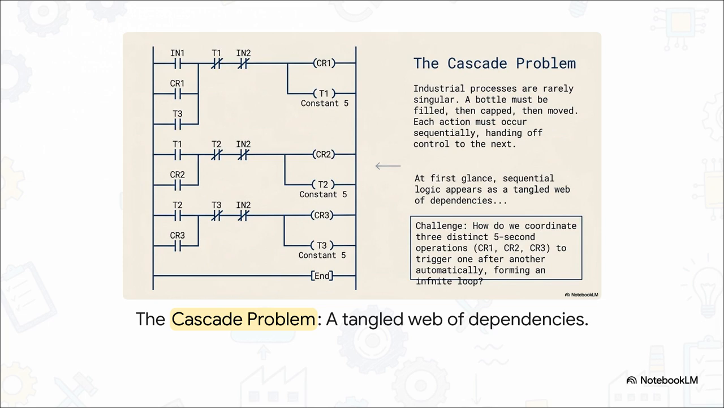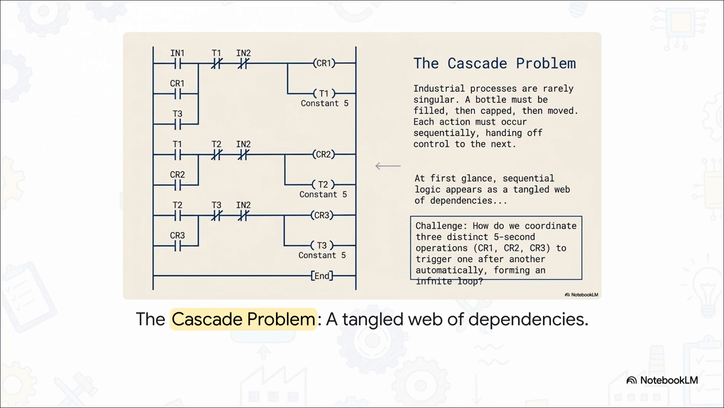And this introduces us to what we call the cascade problem. At first glance, sequential logic just looks like a tangled web of dependencies. It's a brute force temporal model. Our challenge here is coordinating 3 distinct 5-second operations, CR1, CR2, and CR3, and making them trigger one after another automatically to form an infinite loop.